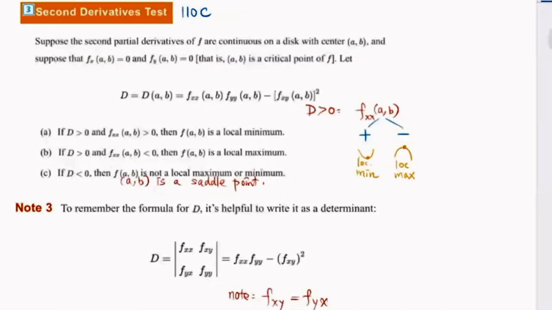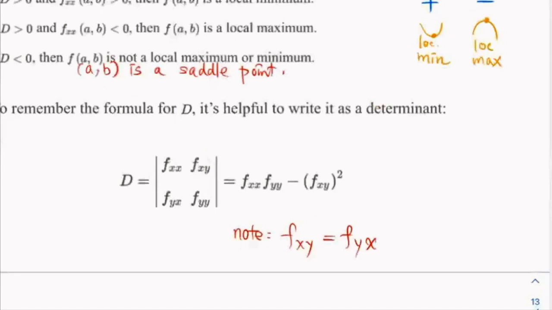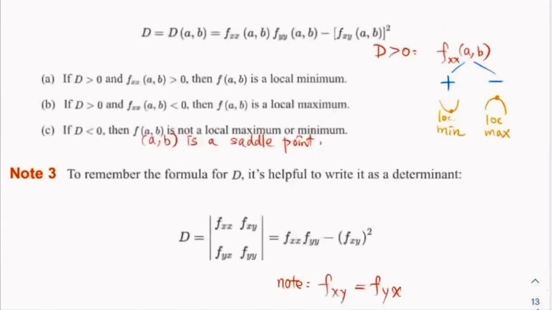D here is equal to the determinant of this matrix, which is fxx times fyy minus the square of fxy. Now, when D is positive, we're going to compare that with fxx. If fxx is positive, then the function value will be a local min. If fxx is negative, then the function value will be a local max.